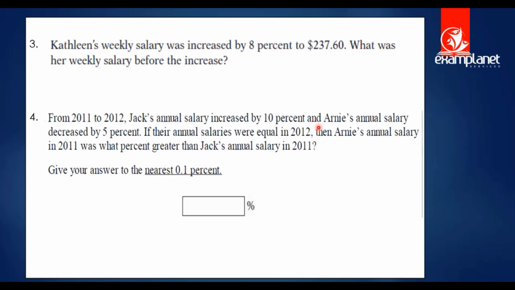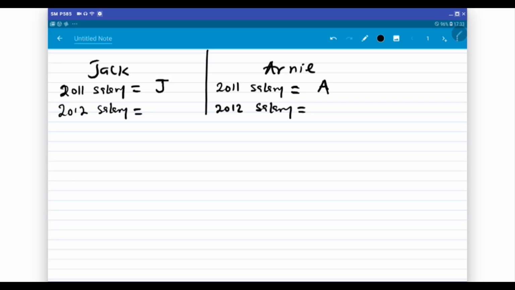Okay, so let's write those out. So in 2012, Jack will have 110% of J, which is equal to 1.1J, and Annie would have 95%, all right, a 5% decrease of A, which is equal to 0.95A. Okay, you can see I'm taking it line by line. All right, so that's what we have so far. So let's continue with the question.